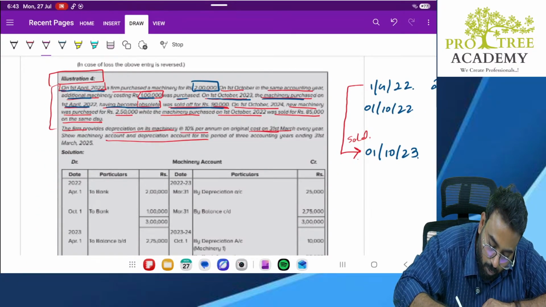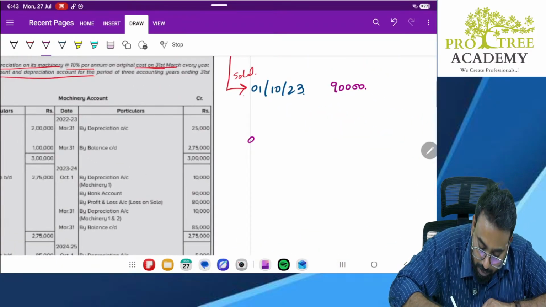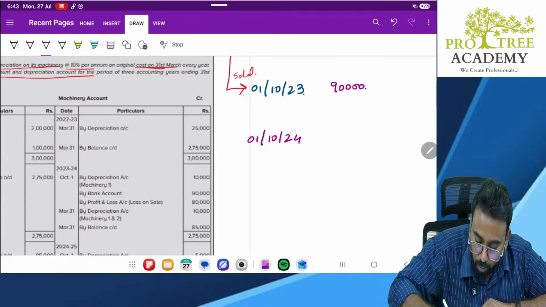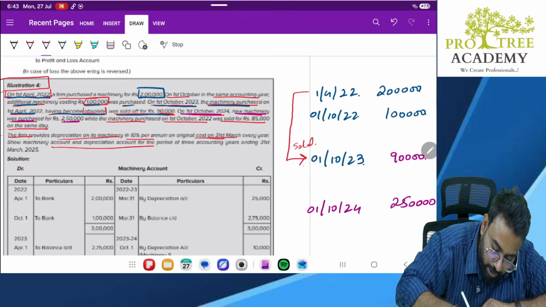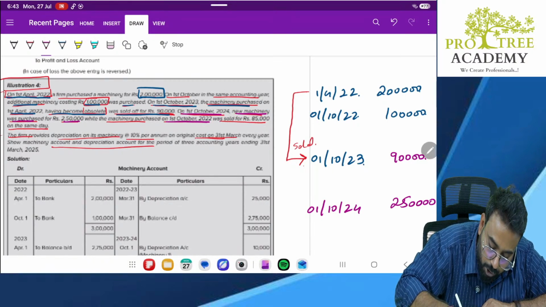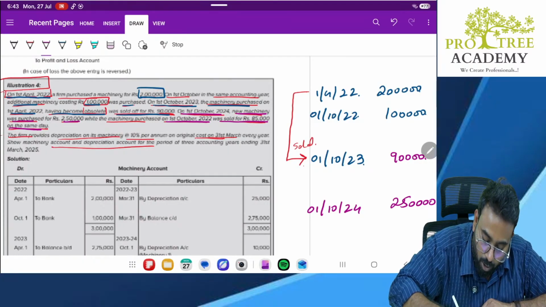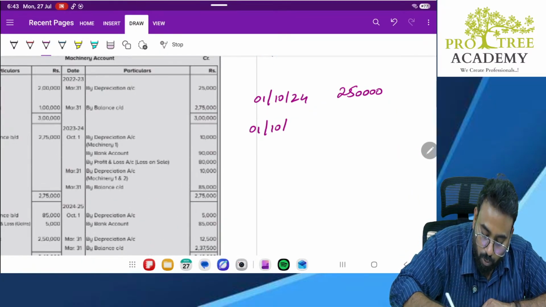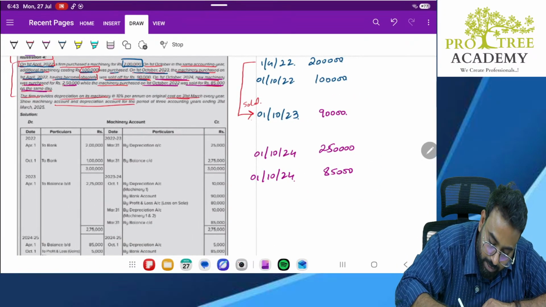Coming. On 1st October 2024, a new machinery was purchased for 2.5 lakhs, while the machinery purchased on 1st October 2022 was sold for 85,000 on the same day. That means on 1st October 2024, we sold a machinery for 85,000. Which machinery have we sold? We had sold this machinery.